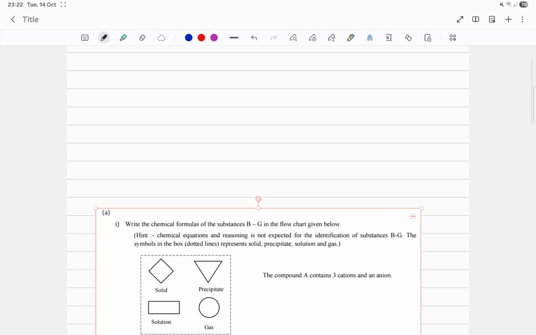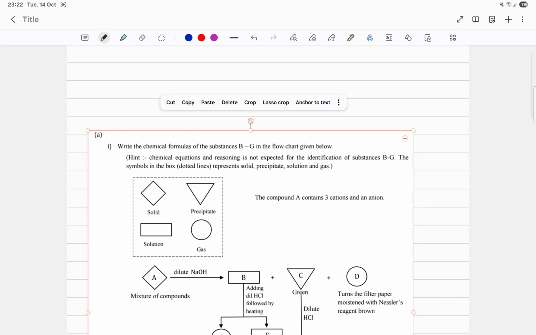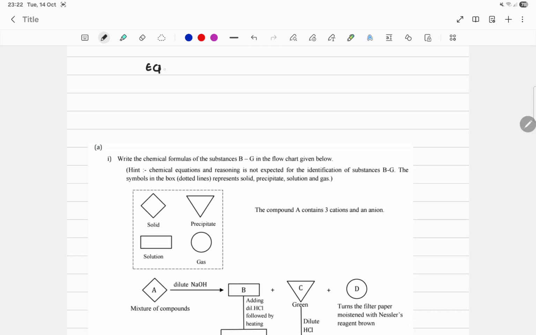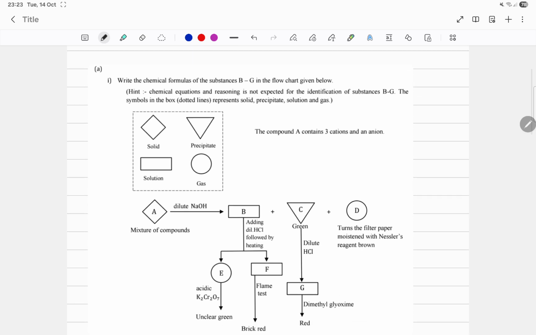So today we are going to discuss a classic example. Essay question practice 2. Today we are going to discuss a classic question that they can always ask in your exam for inorganics. So let's start by reading the question. Write the chemical formulas of the substances B to G in the flowchart given below.